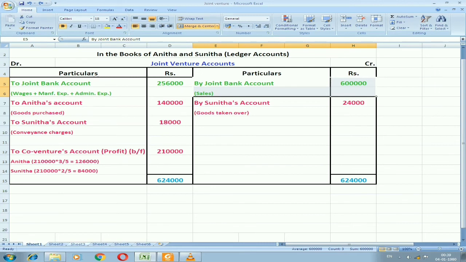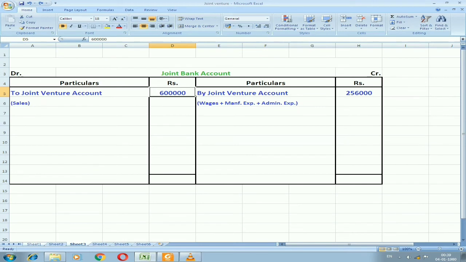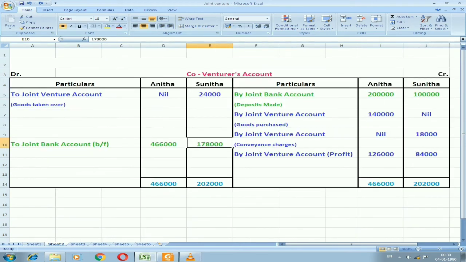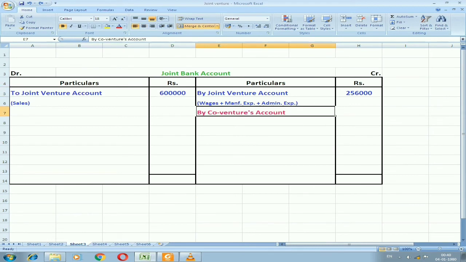Next, we will go with the next account, that is co-ventures account. On that also we will have some entries related to bank account. So those entries we are supposed to record in joint bank account. First, on the debit side we have one, that is To joint bank account, that is the balance we are supposed to transfer. So it is on the debit side, so let us transfer that on the credit side in the name of By co-ventures account.